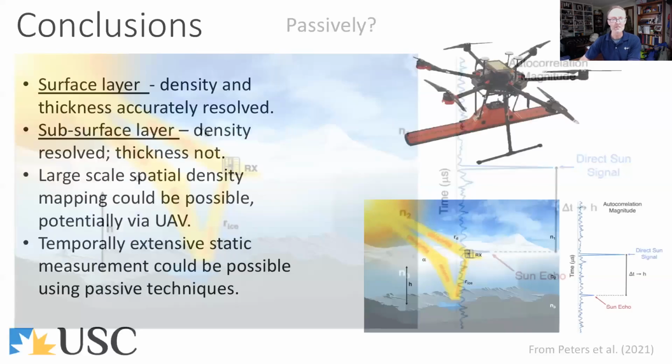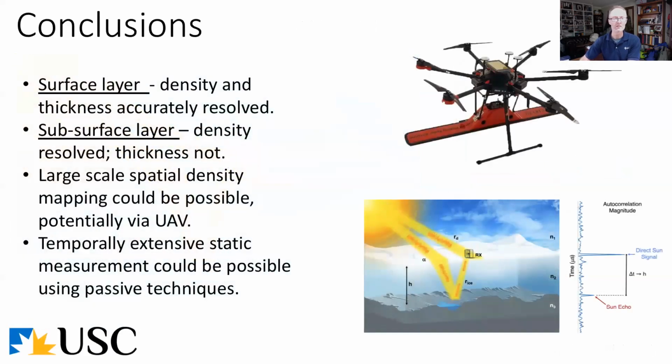So takeaway messages, does it work? Well, yes, for the surface layer, as per the table that I showed you earlier, it appears that both density and thickness could accurately be resolved. For the subsurface layer, density was resolved, which was great, thickness less so. So as I said, I, or perhaps you, we, perhaps could do some more work to verify that this technique is useful. If it's useful statically, then also hopefully it could be extrapolated spatially using things like UAVs.